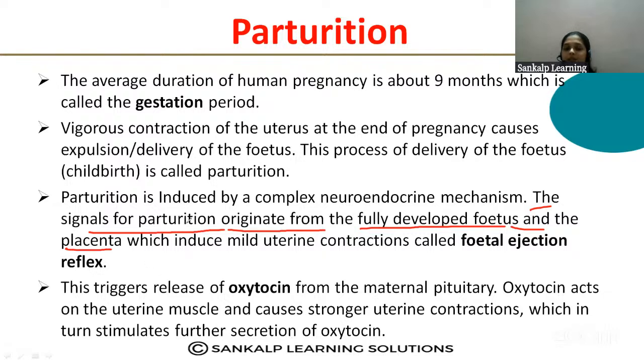The signals for parturition originate from, so from where are they originated? Only from the fetus, the fully developed fetus? No, the fetus as well as the placenta. So they both induce the mild uterine contraction that is called the fetal ejection reflex.